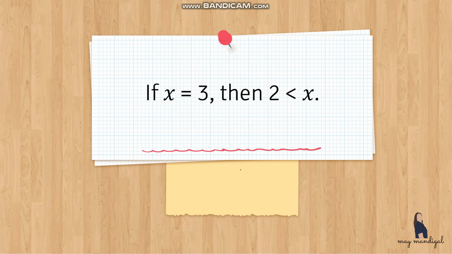If x equals 3, then 2 is less than x. This one is a declarative statement or sentence. And as you can see, we have the connectives if then. From the sentence, we can see two simple propositions: we have x equals 3, and we have 2 less than x. Therefore, we can say that this one is a compound proposition. Again, the connective used here is if and then.